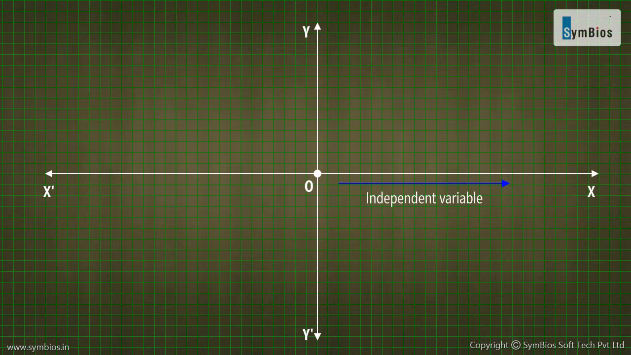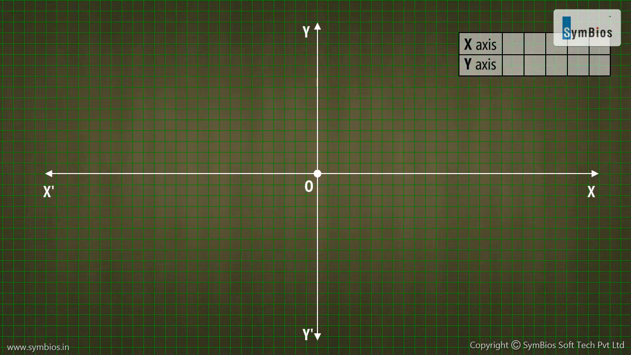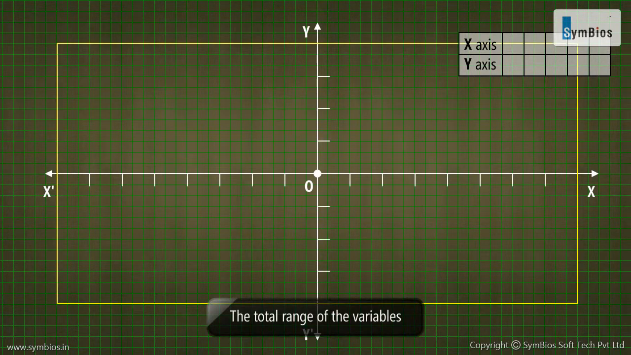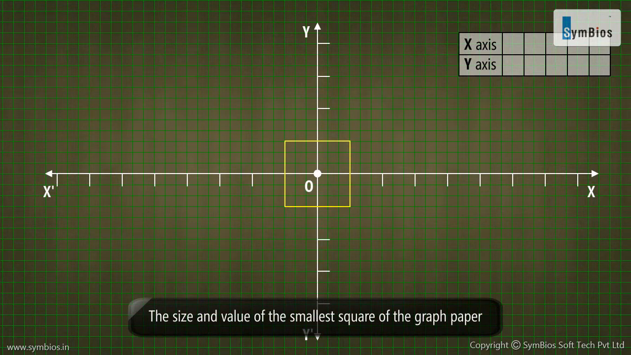Independent variable is taken along the x-axis and dependent variable is taken along the y-axis. A suitable scale for both the variables needs to be mentioned on the right-hand corner of the graph. To select a suitable scale, the following points need to be considered: the total range of the variables, and the size and value of the smallest square of the graph paper.